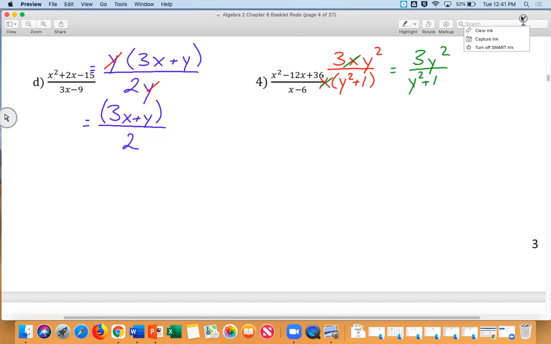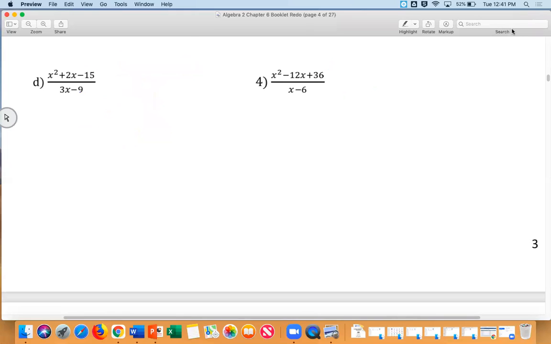D. In D, fun stuff's about to happen. As you can see, now I can't just ignore the bottom. Why can't I just ignore the bottom? Well, I can't ignore the bottom because I can factor. So, first thing I'm going to do is ignore it for now, and I'm just gonna look at the top.